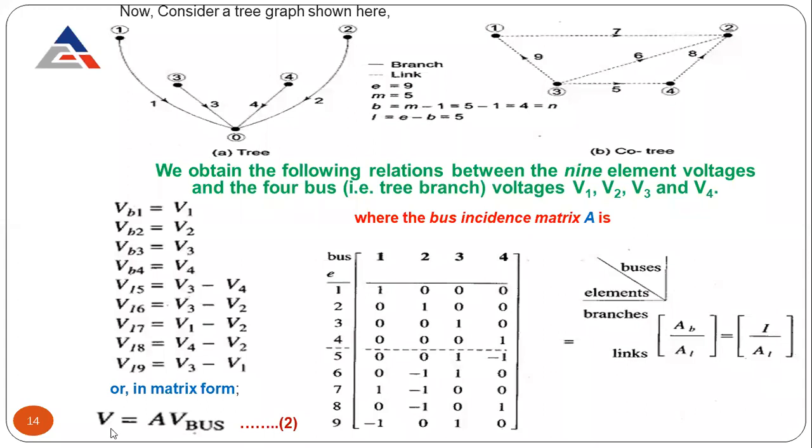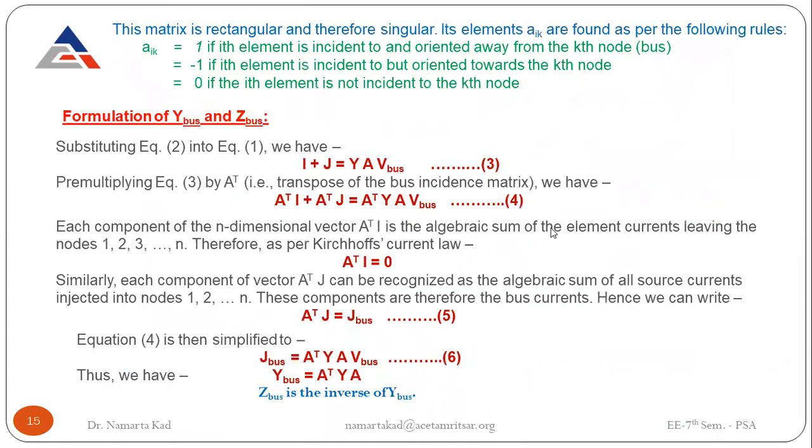So here V is equal to A into V bus. What is A? A is this one. Let's see further. Now this matrix is rectangular and therefore singular. Its elements Aik are found as per the following rules.